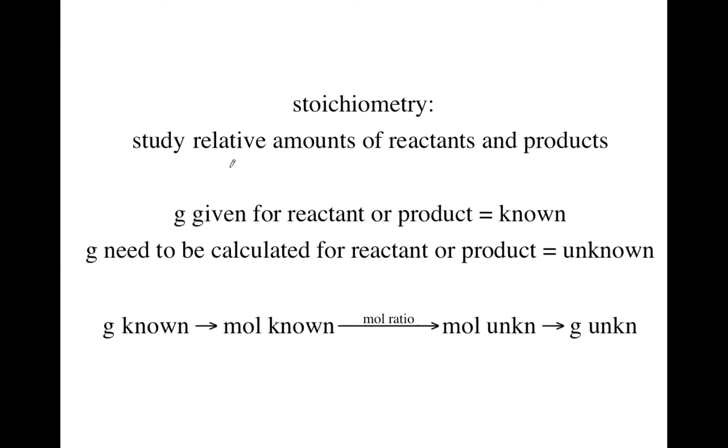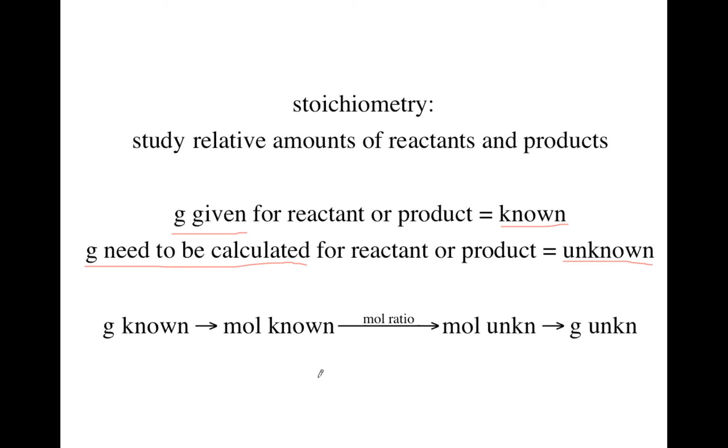Stoichiometry is the study of the relative amounts of reactants and products in a chemical reaction. So for the problems we're about to do, if the grams are given for a particular reactant or product in the chemical equation, we're going to refer to that as the known chemical. And if the grams need to be calculated for a particular chemical, we're going to call that the unknown chemical.